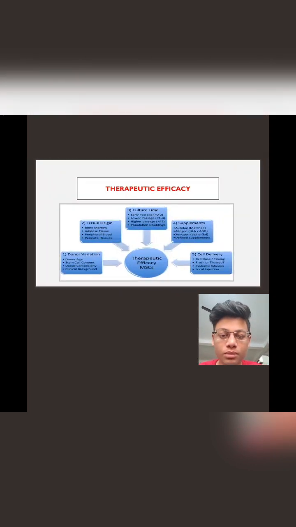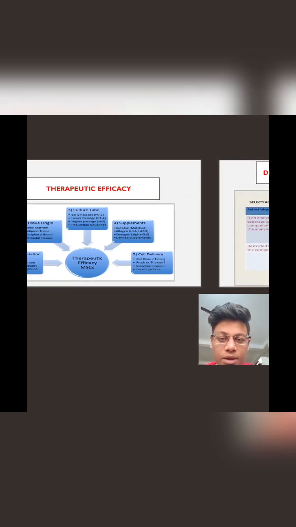Therapeutic efficacy, MSCs. So first is donor variation, which includes donor age, stem cell content, clinical background. Second is tissue origin: bone marrow, adipose tissue, peripheral blood. And third is culture time: early passage, lower passage, higher passage. Fourth is supplements: autologous, allogeneic, xenogeneic and defined supplements. Fifth is cell delivery: cell dose or timing, systemic infusion and local injections.